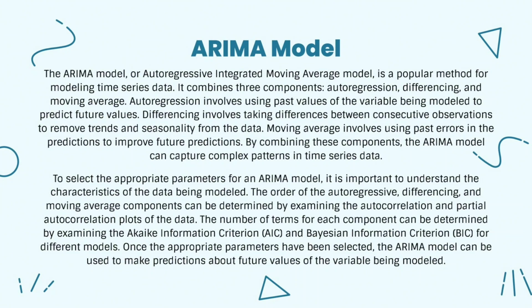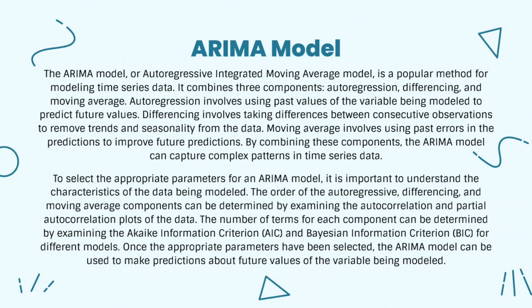ARIMA model. The ARIMA model, or Autoregressive Integrated Moving Average model, is a popular method for modeling time series data. It combines three components: autoregression, differencing, and moving average. Autoregression involves using past values of the variable being modeled to predict future values. Differencing involves taking differences between consecutive observations to remove trends and seasonality from the data. Moving average involves using past errors in the predictions to improve future predictions. By combining these components, the ARIMA model can capture complex patterns in time series data.